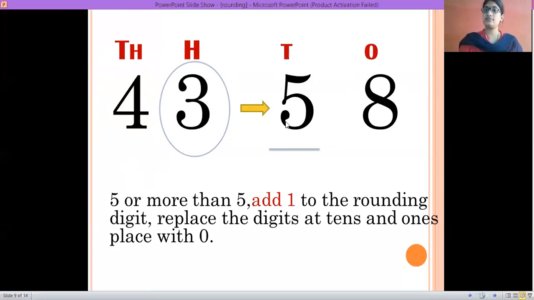But if the right side digit of the rounding digit is 5 or more than 5, we add 1 to our rounding digit. And again, the left side digit is the same. Right side digits will be replaced with zeros. So the answer for this is 4400. That is 4400. So see here children, we have added 1 to this rounding digit. It became 4. We didn't change our left side digit. And we have replaced the right side digits with zeros.